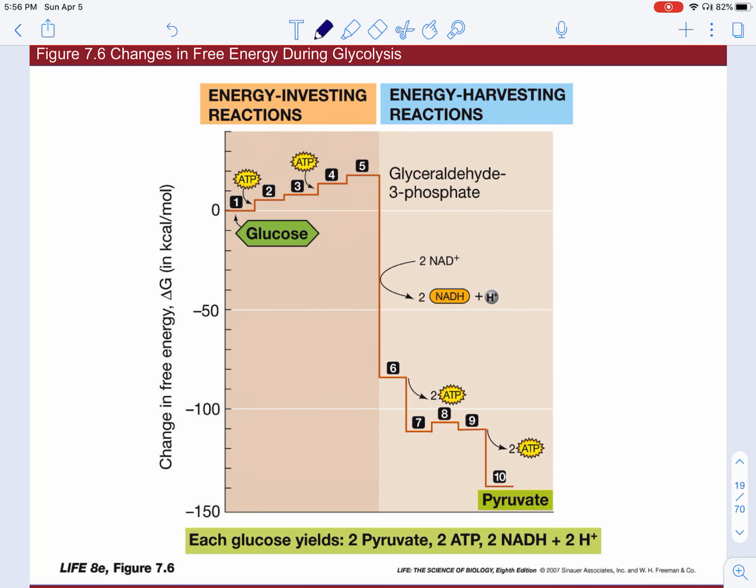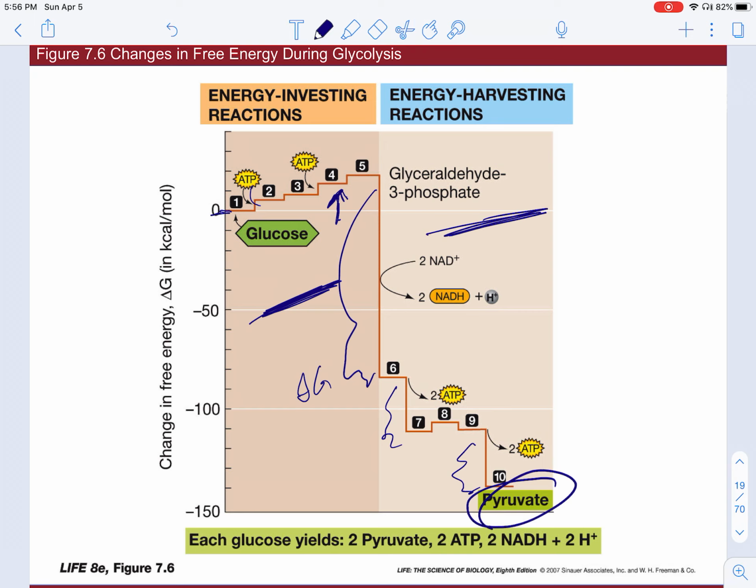And if you look at the delta G, we can see that you can kind of break this up into an energy investing pathway and energy harvesting pathway. You see, as you put in this ATP, you're raising the energy levels of this glucose molecule, starting from here, going up a little bit, and then as you begin to pull off that energy, you get dramatic drops in the delta G, all right? And then every time you pull off some energy, you see a relatively dramatic drop in the delta G.